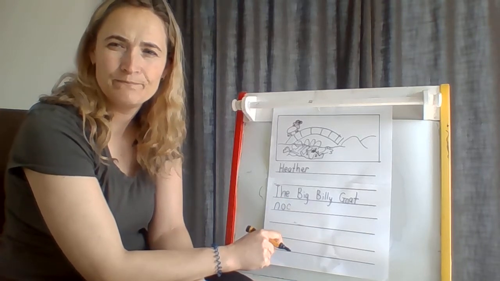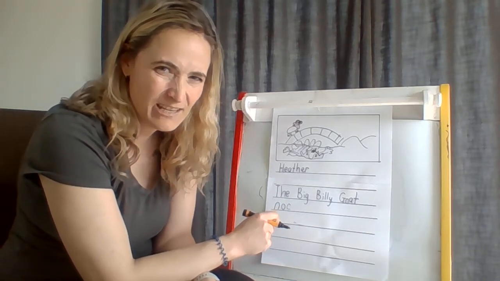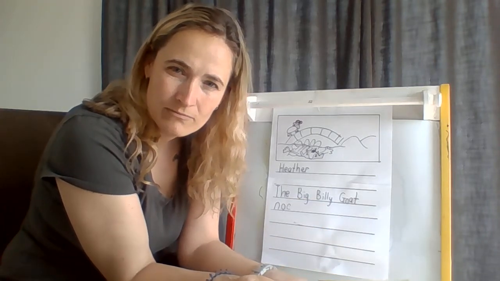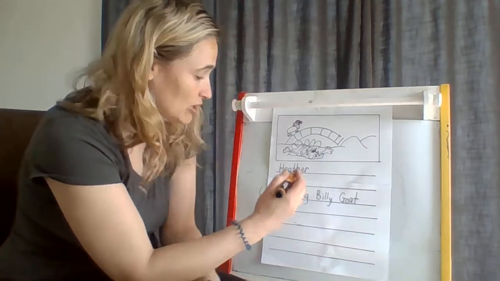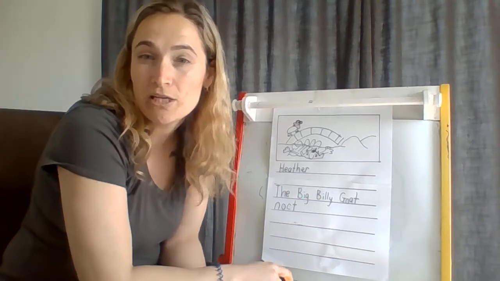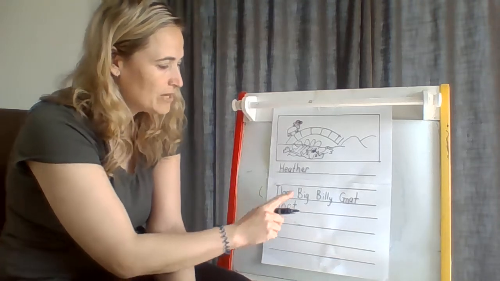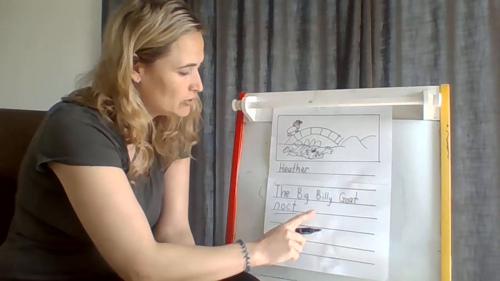Knocked. I can kind of hear a T at the end. If you're not sure, what should you do? You should just write it anyway and put a line underneath. You know you need to check that word. The big billy goat knocked. The big billy goat knocked.